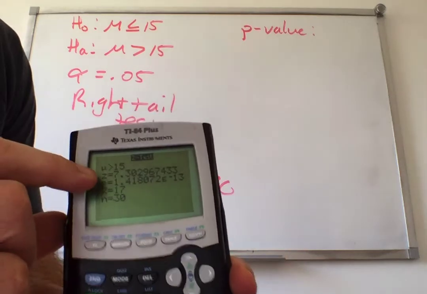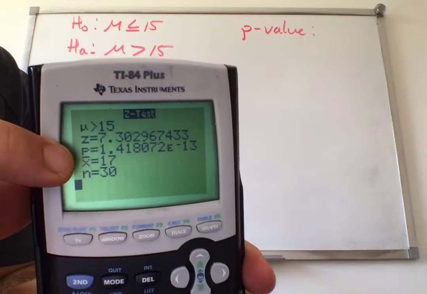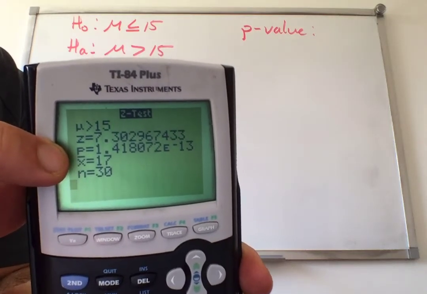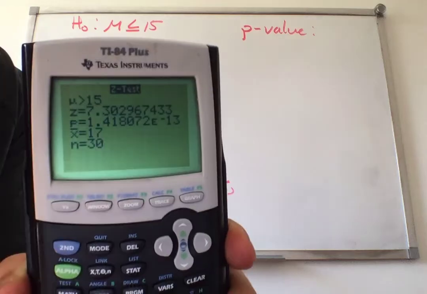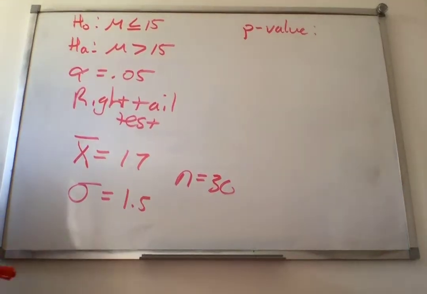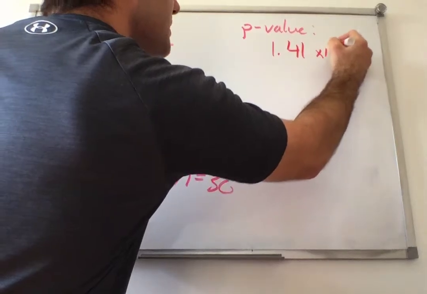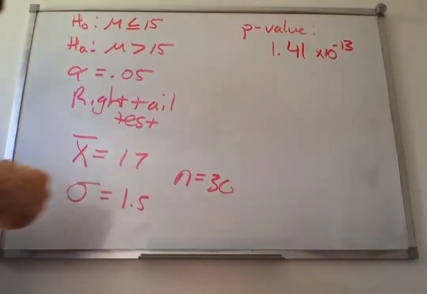And it'll give you your answer. If you notice right here, it says p equals 1.41, and then at the very end, times 10 to the negative 13. That was the same exact p-value that we got when we did it by hand. So 1.41 times 10 to the negative 13.